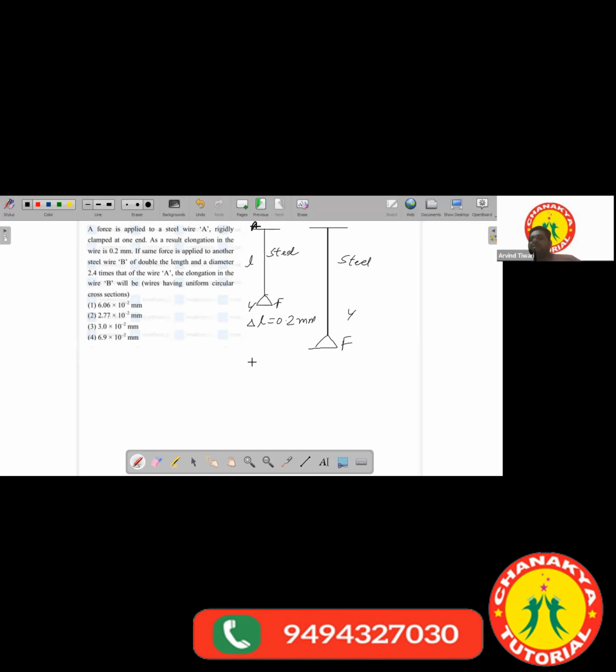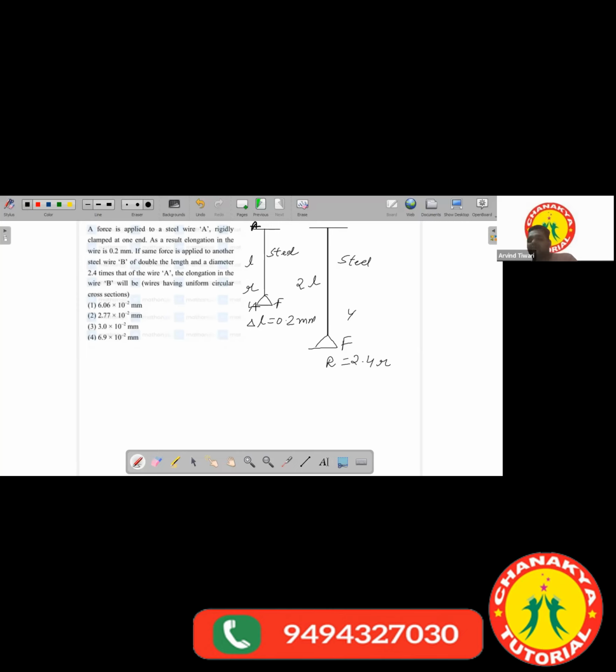The force applied is the same F, but the steel wire B has double the length, so its length is 2L, and its diameter is 2.4 times that of the wire A. So suppose this wire has the radius R, the radius of this new wire will be equal to 2.4 R. This will be 2.4 times R. Okay. So this condition we have known.